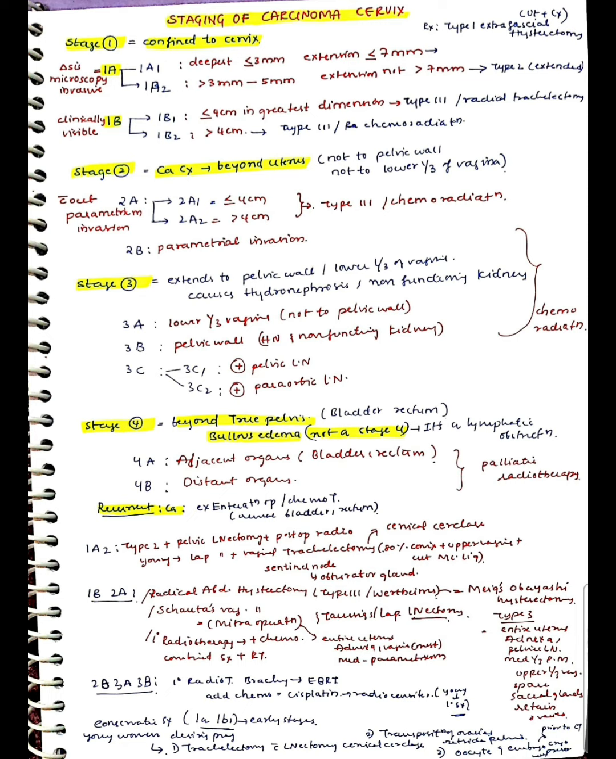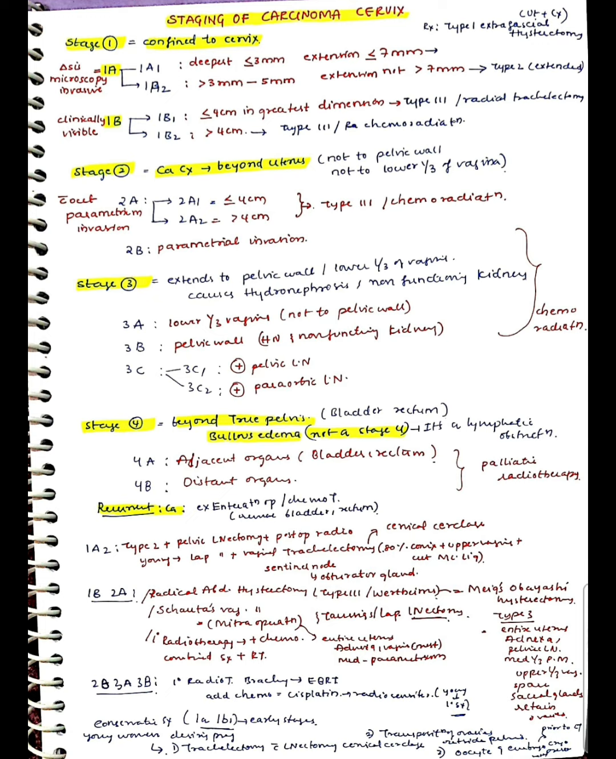And stage 1B2, that is more than 4 centimeters, also we can go with the type 3 radical hysterectomy, or we can give her chemoradiation. Okay, chemoradiation means radiotherapy with the chemotherapy. In radiotherapy we have to give the brachytherapy. Brachytherapy contains cesium and iridium, and following brachytherapy you have to do external beam radiation therapy. Okay, this is also called as teletherapy. So radiotherapy with chemotherapy, that is cisplatin you can give. Cisplatin, it's a radiosensitizer, so you can go with the cisplatin, that is combination therapy, chemoradiation. So this is about 1B2.